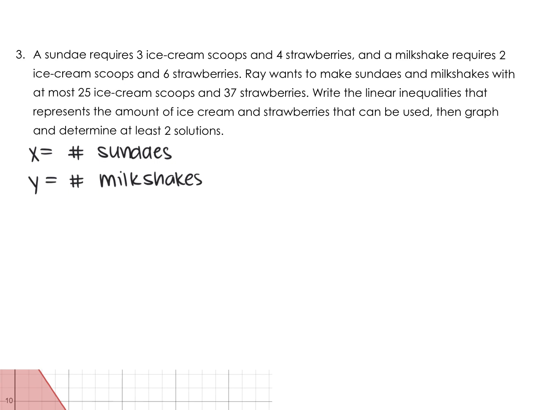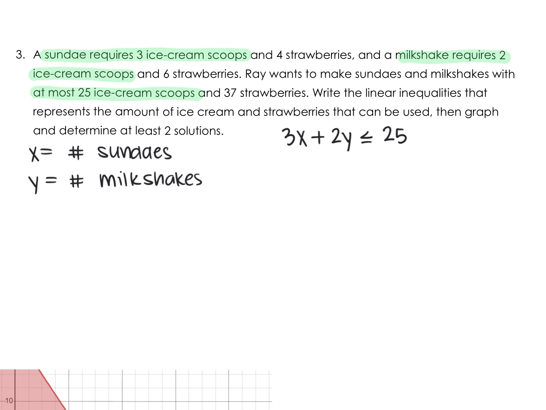So my first inequality is going to be based on the amount of ice cream scoops I have. So you have a sundae that requires 3 ice cream scoops, a milkshake requires 2 ice cream scoops, and we have at most 25 scoops of ice cream. So that tells me that 3x plus 2y has to be less than or equal to 25.